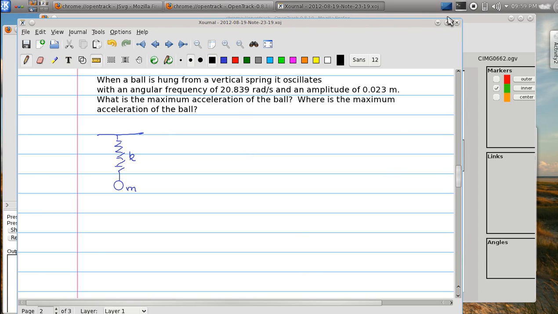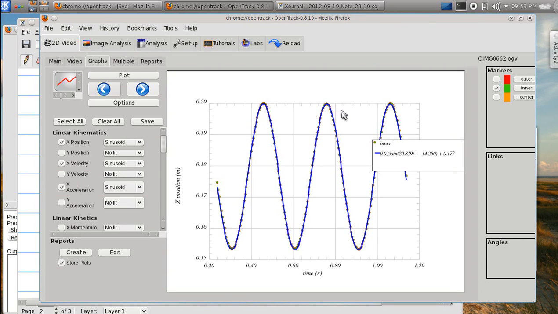What I have here is a graph of exactly this problem. The blue line is the fit to the data, and the points are the data. This 0.023 is the amplitude. The 20.839 is omega, the angular frequency. This other number, negative 14.250, is the phase. I'm not going to get into that right now.